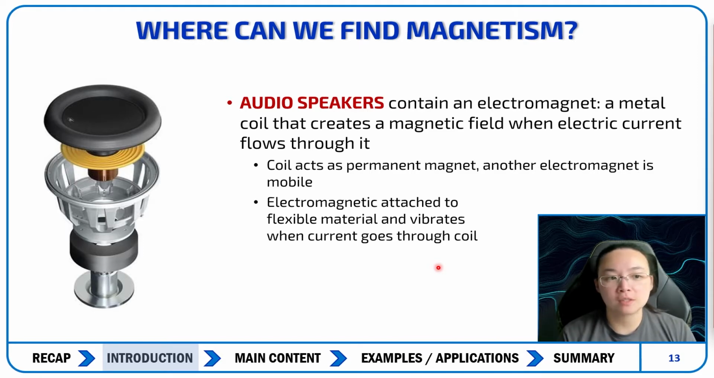So audio speakers contain an electromagnet. It's a metal coil that creates a magnetic field when an electric current flows through it. So the coil is going to act as a permanent magnet, and that's something we'll take a look at near the end of this lecture, where there's different types of magnets. And the other electromagnet is mobile.